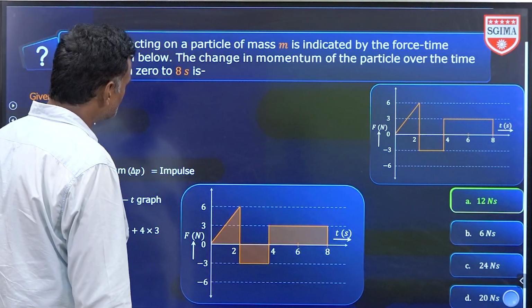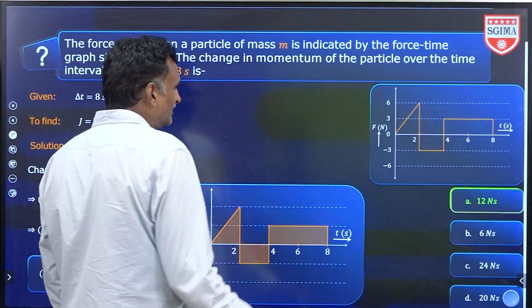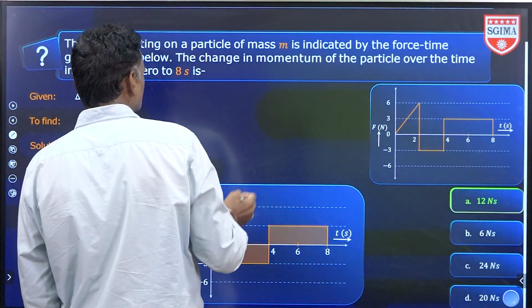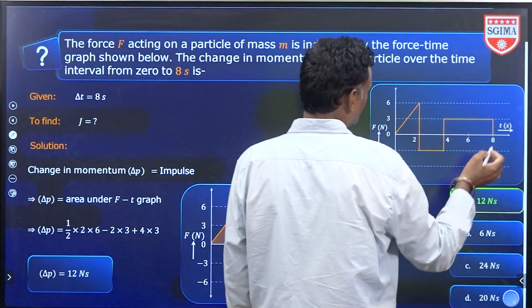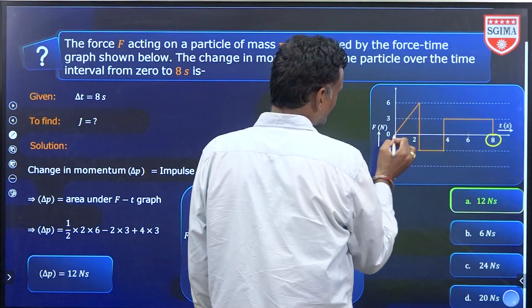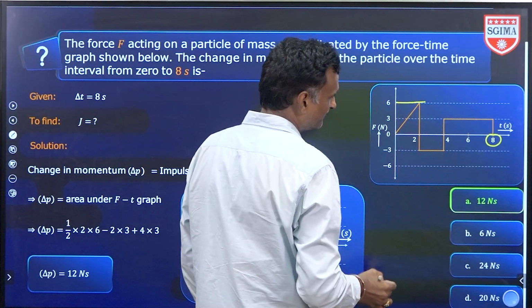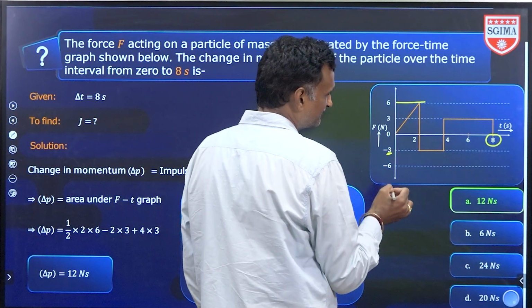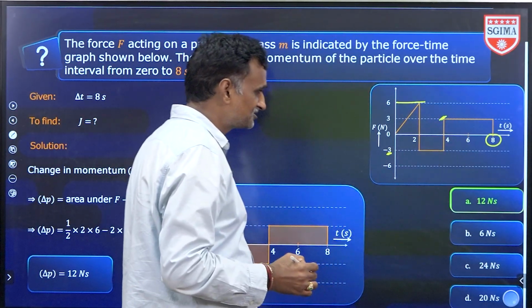Now let us see one question. A force F acting on a particle of mass m is indicated by the force versus time graph here. Find the change in momentum of the particle over the time interval of 8 seconds, which means the given complete time interval. At 0 seconds there is 0 force, at 2 seconds it is a maximum of 6 newtons of force. Again here it goes negative, which means the direction of force changed, then again positive, here the direction of force, 3 newtons.